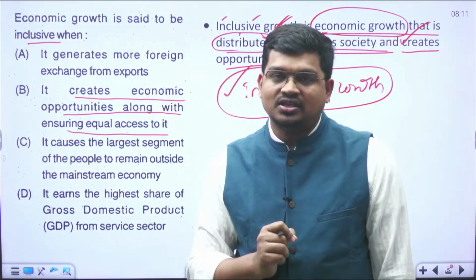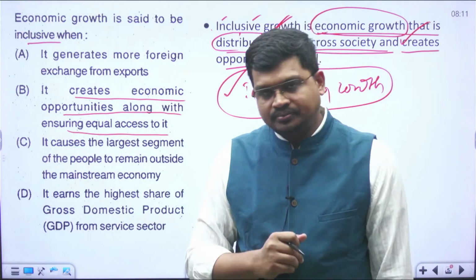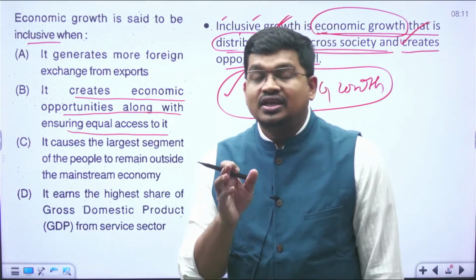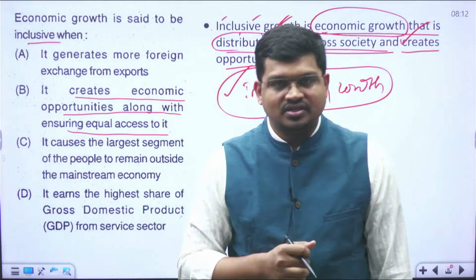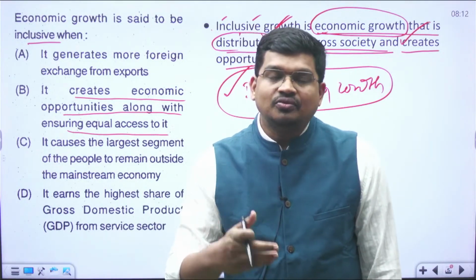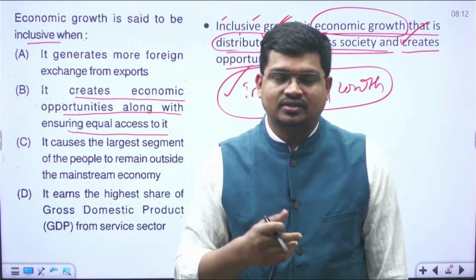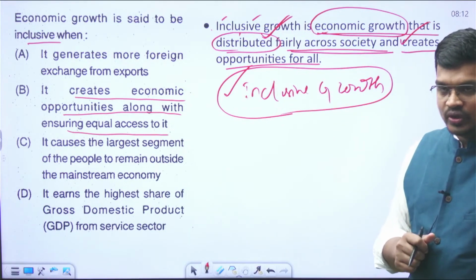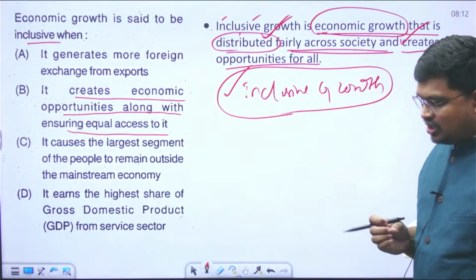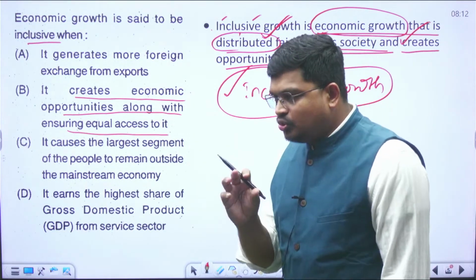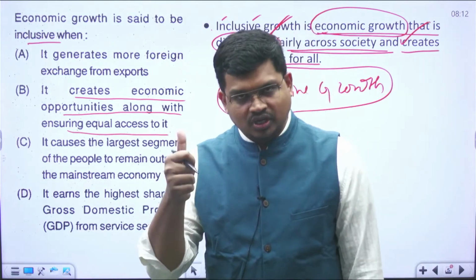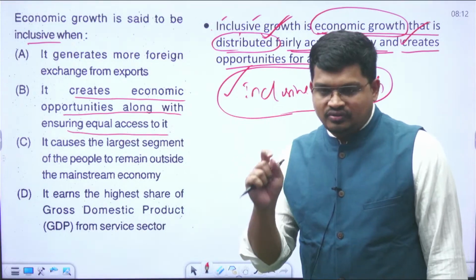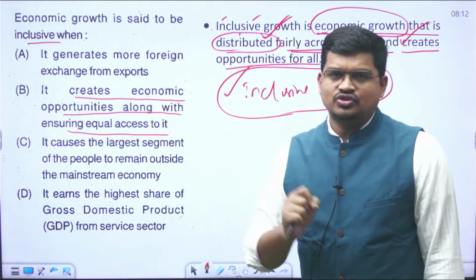The other aspect is creating equal opportunity. Opportunity in terms of what? Employment, opportunity in participation in economic activities, opportunity in terms of education, in terms of health. So this is what we call inclusive growth. Inclusive growth is nothing but economic growth that should be redistributed, number one. Number two, it should create opportunity for all sections, all individuals in society.